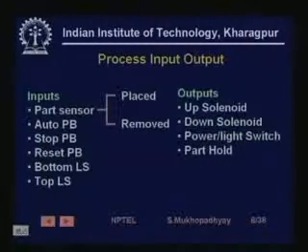First step, as I said, is to get the process inputs and outputs. So here are the process inputs and outputs. As inputs we have part sensors, which generate two kinds of events: one is part placed, another is part removed. Then there are three kinds of push buttons: the auto push button, the stop push button, and the reset push button. These three are operator inputs. Then there are the two limit switch sensors, bottom limit switch and top limit switch. For outputs we have four outputs. We have an up solenoid which moves the ram up, a down solenoid which moves it down, the power light switch, and a part holder which holds the parts while they are being stamped. So these are our outputs.